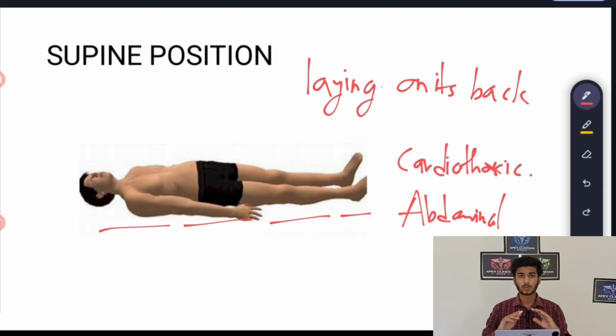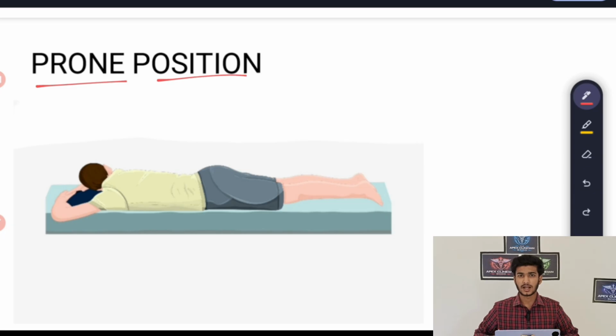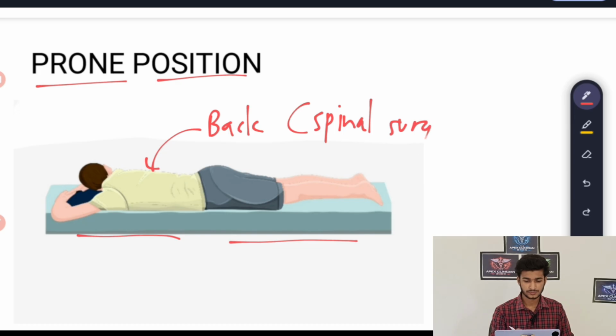Then this is the next position. This is called the prone position, where the person is lying on its stomach and thorax. It is not lying on its back, and the back is clearly visible. This is basically used for spinal surgeries. Here, the person should be lying on its abdomen and a pillow should be placed in the head region to provide comfort to the patient.